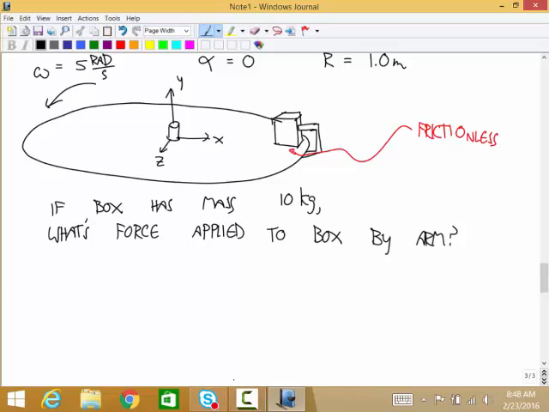So the way you're going to do this is you're going to break it up into a kinetic part with the free body diagram and the forces. That's the left side of Newton's second law. And then the kinematic part is you're going to use the circular motion to calculate the acceleration. And then you'll combine those two in Newton's second law.